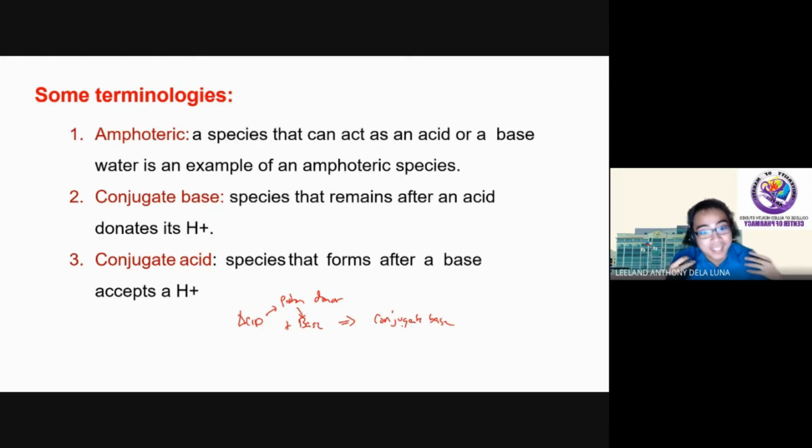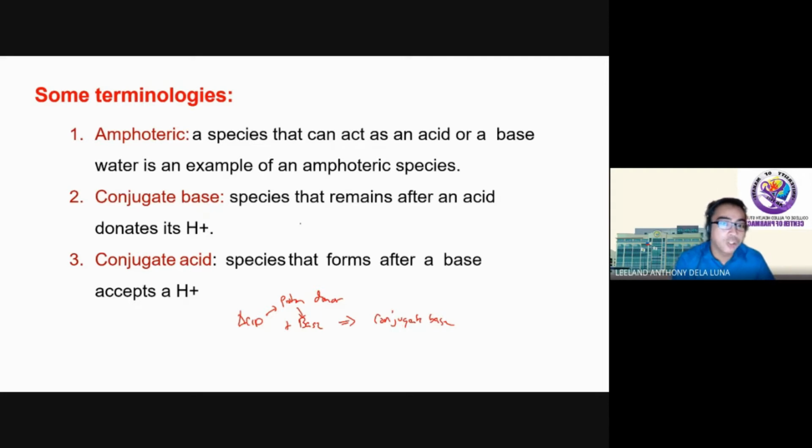Kasi di ba sabi natin, an acid is someone with excess protons. I just gave my protons away. So, I'm no longer an acid. I became now a conjugate base. Kumbaga, technically, hindi pa naman siya base na base kasi hindi pa nagkukulang yung acid sa kanyang protons. May protons pa naman siya. Enough pa yun. Kaya nag-donate na siya ng excess niya. Pero it becomes now a conjugate base.